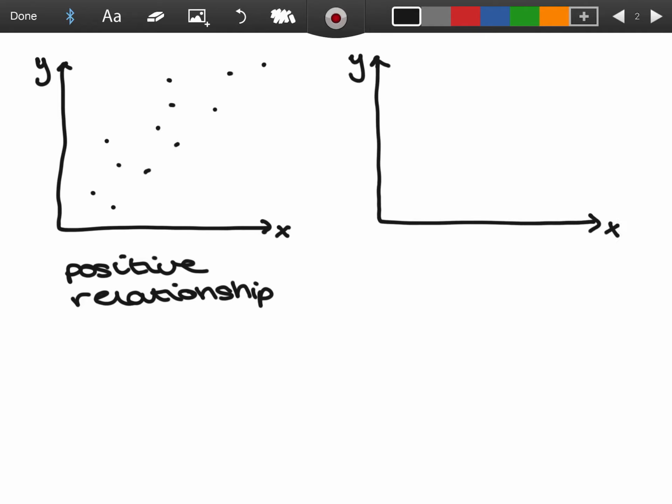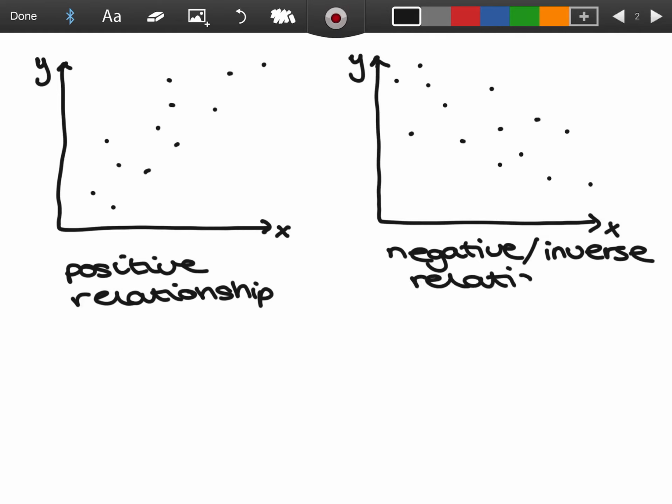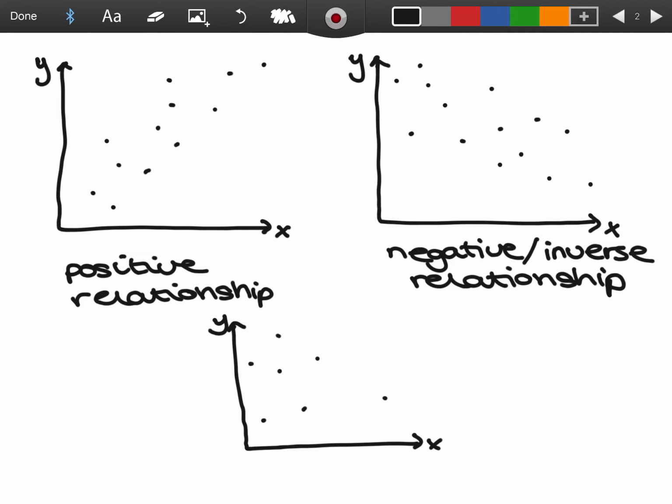You can also have what they call either a negative relationship or an inverse relationship, in which you can kind of see as x increases, y is decreasing, okay? So this would give us a negative or an inverse relationship. So as one variable increases, the other decreases, okay? And then finally, you can have absolutely no relationship whatsoever between the two variables. So one does not cause the other when we look at this graph. And you'll see when we plot those x, y coordinates, they are just all over the place.